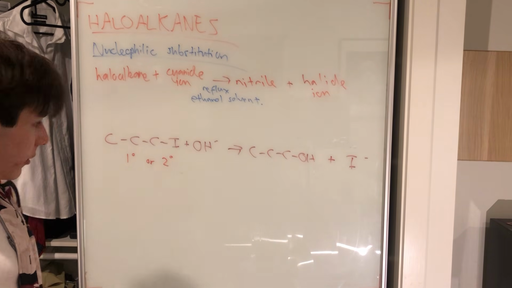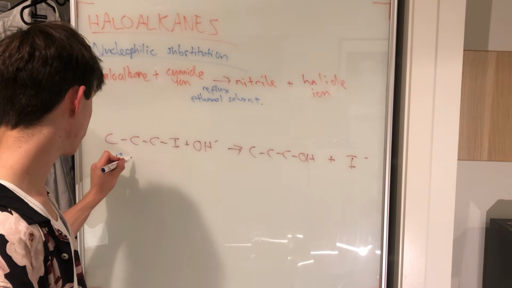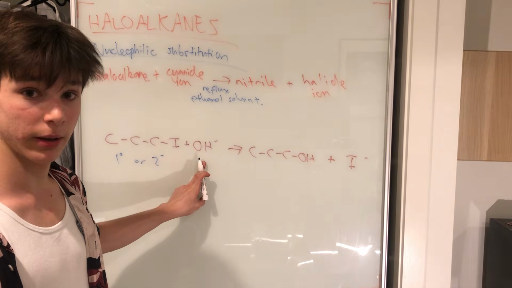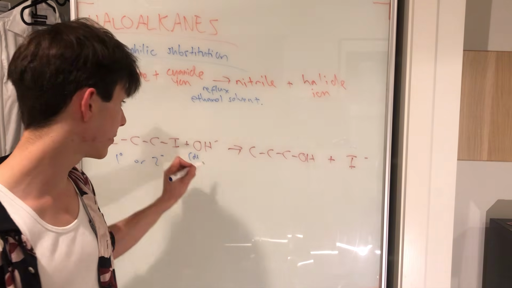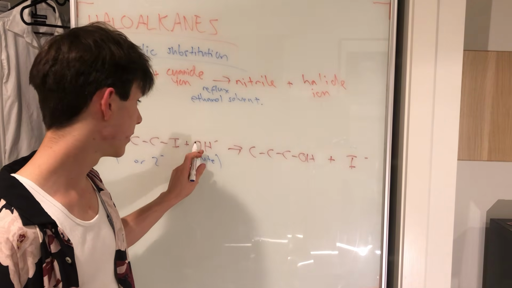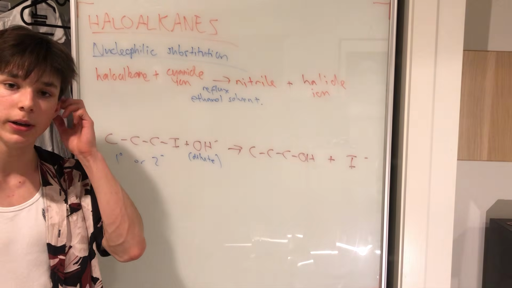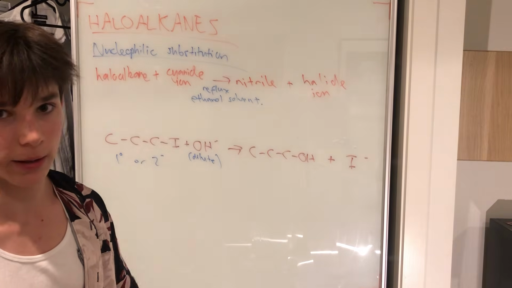Now, there are some other conditions. I'll put that in blue because it's a condition, yeah? So primary or secondary. These don't need to be, but the preferred conditions for this reaction are dilute hydroxide. So say you used sodium hydroxide, you'd want to use dilute sodium hydroxide, like 0.1 molar instead of 1 molar.